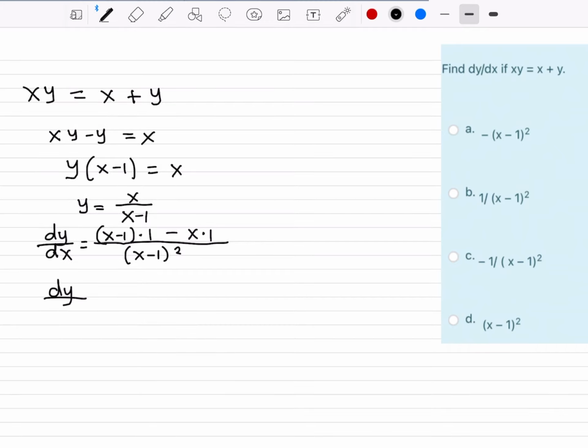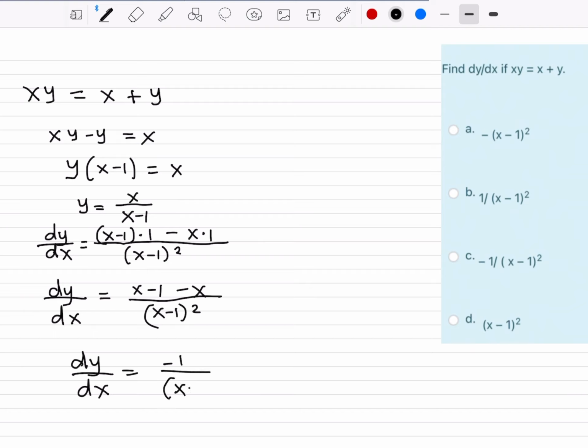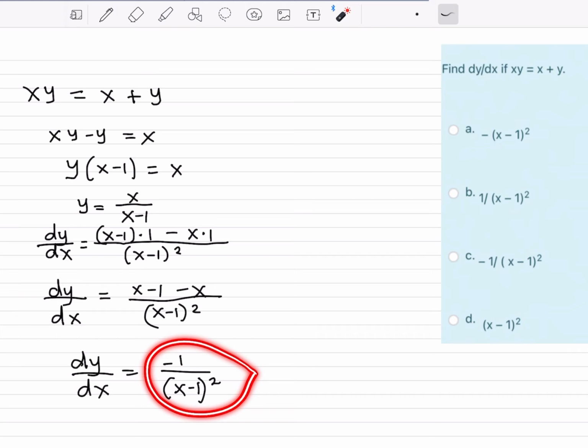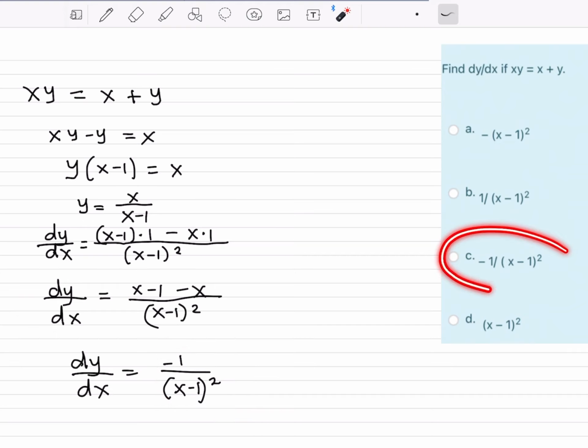When simplified, dy over dx equals x minus 1 minus x all over x minus 1 raised to the second power. And when simplified further, dy over dx equals negative 1 over x minus 1 squared. So obviously the answer is found among the options that I have provided, and this is letter C. Okay, so the correct answer to this problem is letter C.